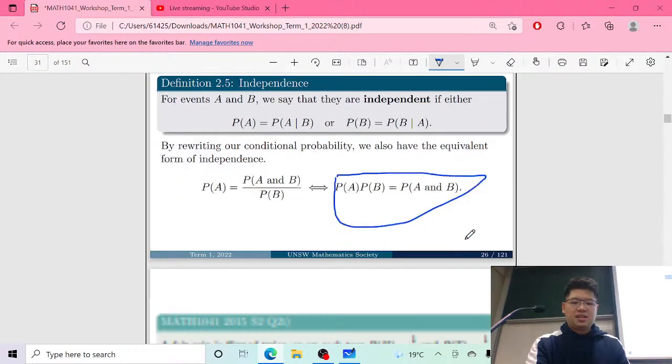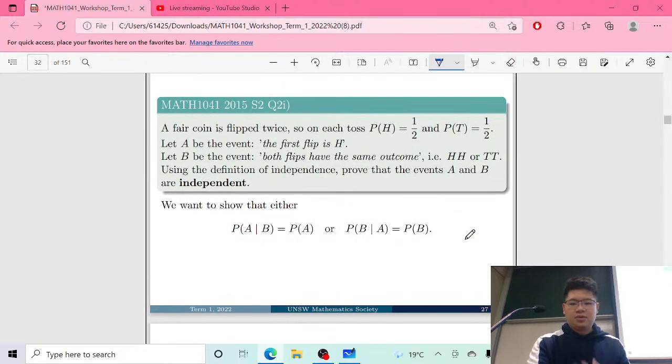So let's just see this in action with another past paper. This is an older one. I don't expect that your questions might be similar, but let's just look at it for the sake of it. So a fair coin is flipped twice. Okay, we're flipping 2 coins. On each toss, the probability of heads is half and the probability of tails is half. All right, straightforward. Let A be the event that the first flip is H. So the first flip is heads, okay? And let B be the event that both flips have the same outcome. Using the definition of independence, prove that events A and B are independent.